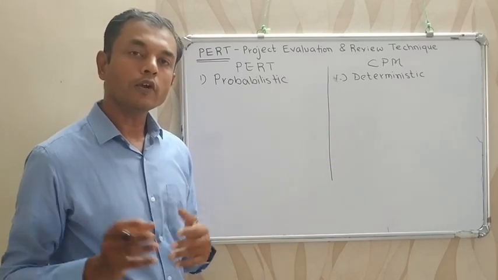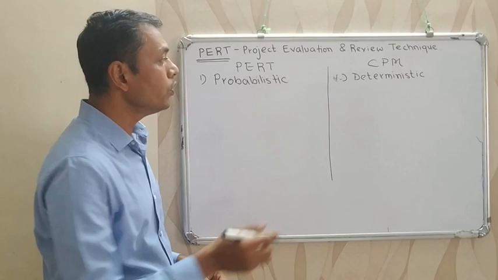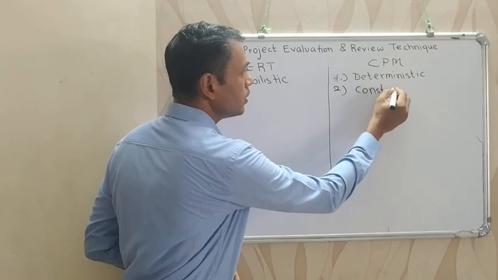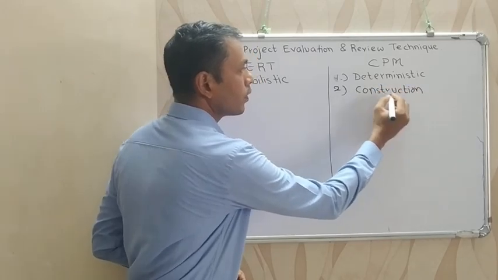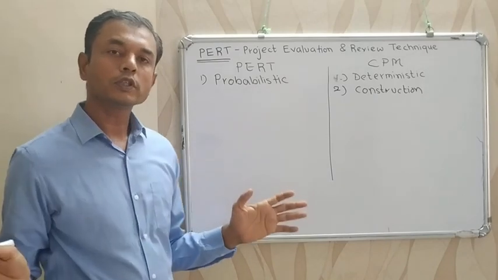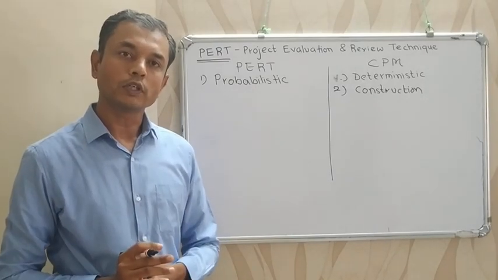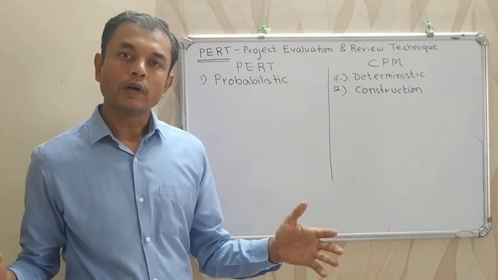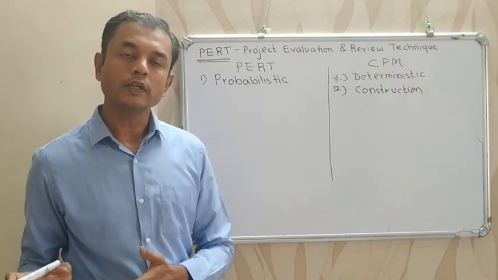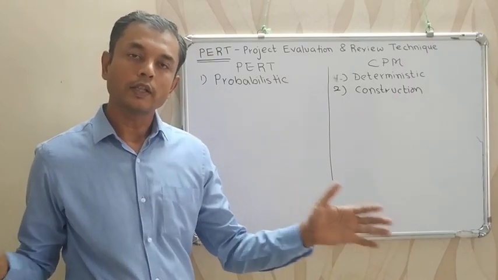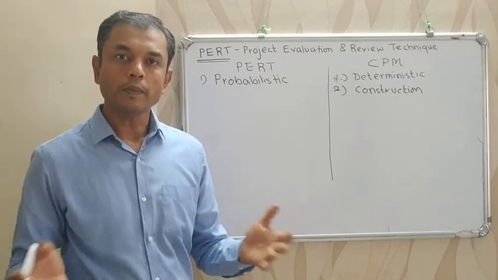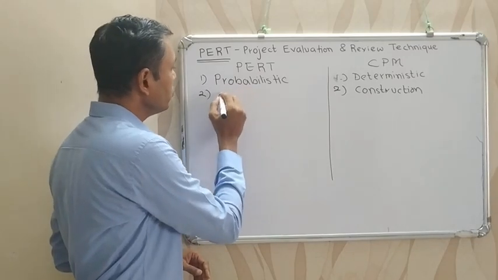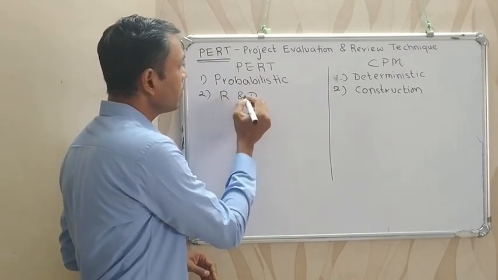Normally deterministic models are observed in construction projects. Application is in construction projects, whereas probabilistic projects are normally research and development based projects, where it is not fixed when an activity will come. There are many uncertainties which may delay the time, and sometimes when everything is in favor it may complete early. So the probabilistic model is normally used in research and development.